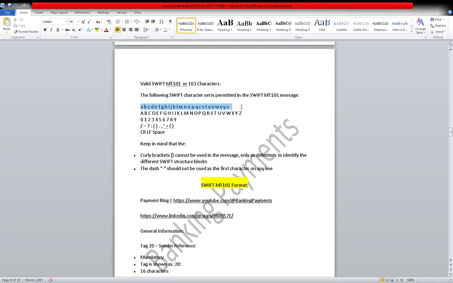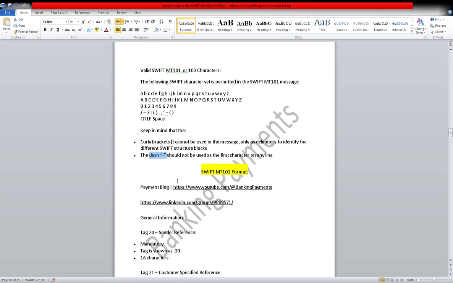From small letter a to z, capital letter A to Z, 0 to 9, backslash, slash, question mark, colon, closing and opening brackets, plus sign, comma sign, and space. Keep in mind that curly brackets cannot be used in the message, only as delimiters to identify the difference between structure blocks. The dash should not be used as the first character at any time, so it should not start with a dash. It should only start with a number or a name.